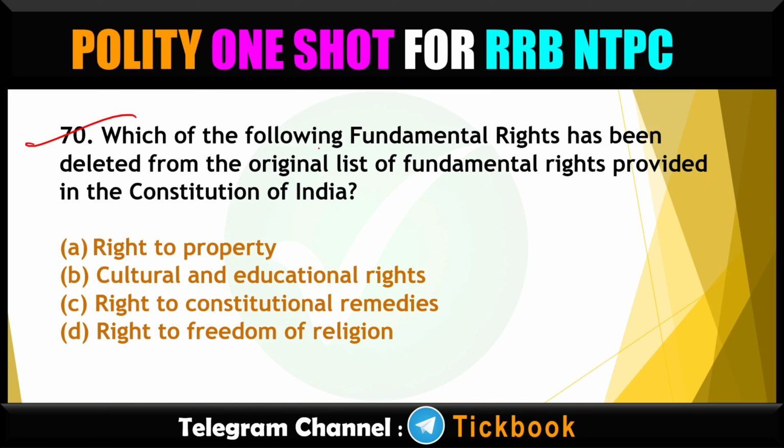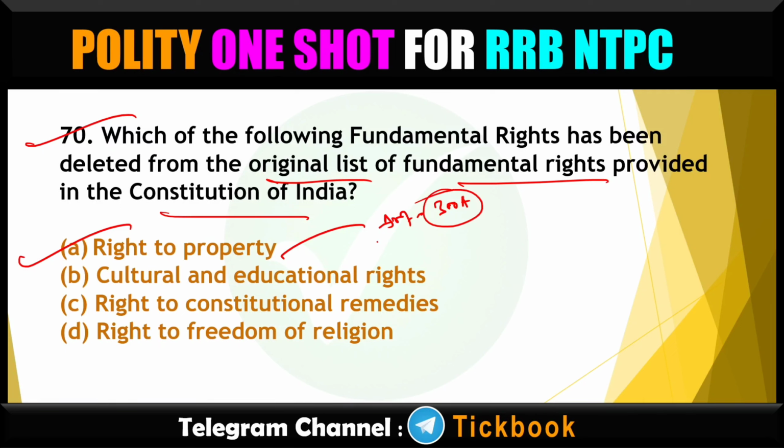70. Which of the following fundamental rights has been deleted from the original list of the fundamental rights provided in the Constitution of India? Option number A is the right answer, right to property, and it is now in Article 300A. Okay, and it is a legal right now.